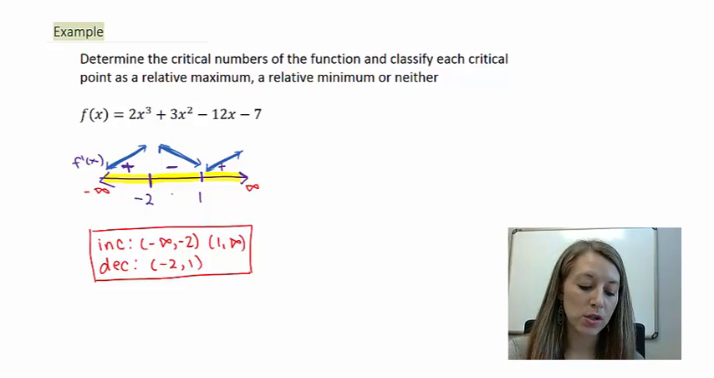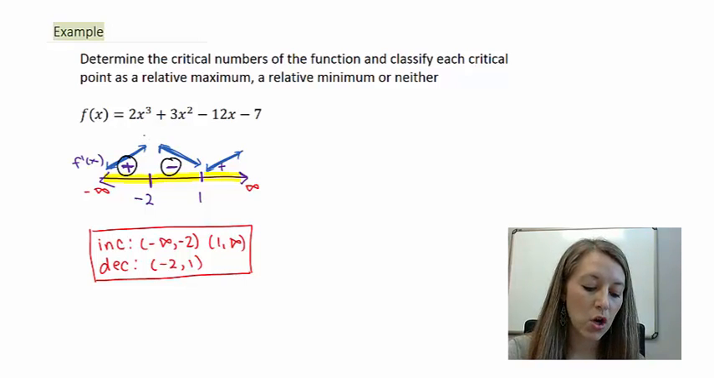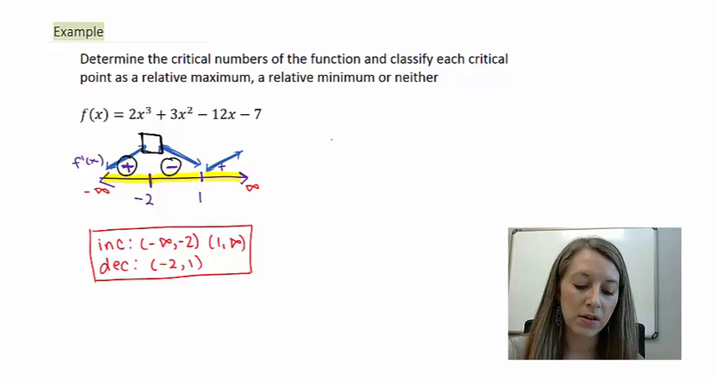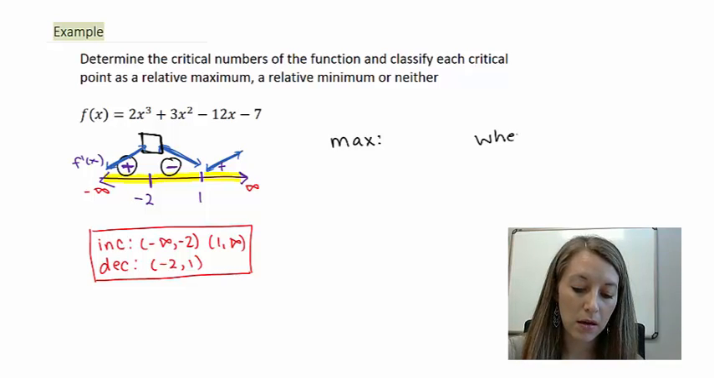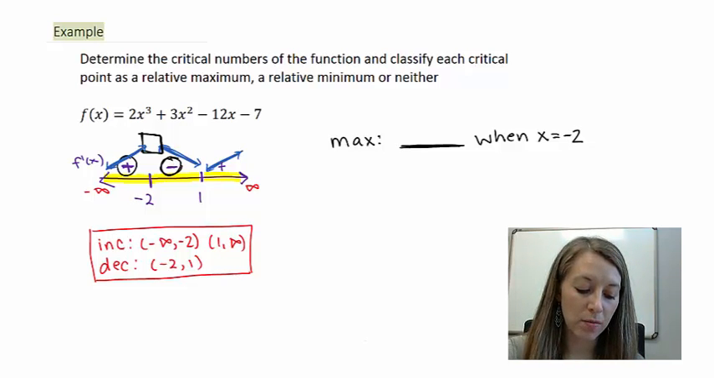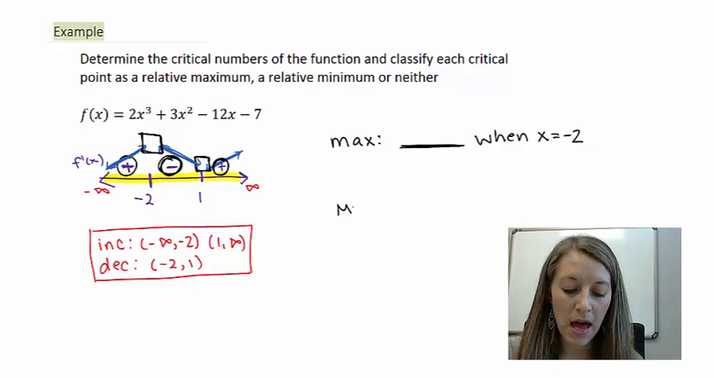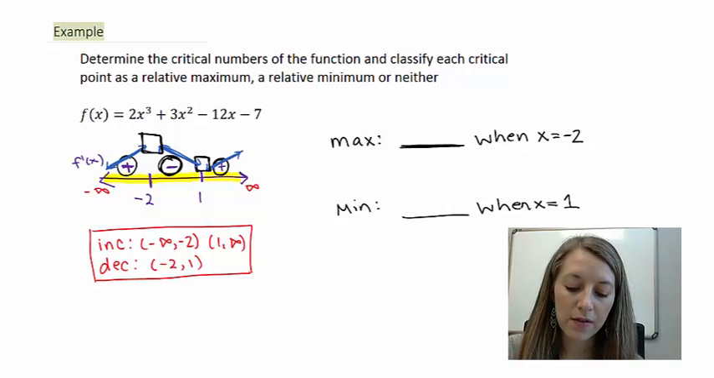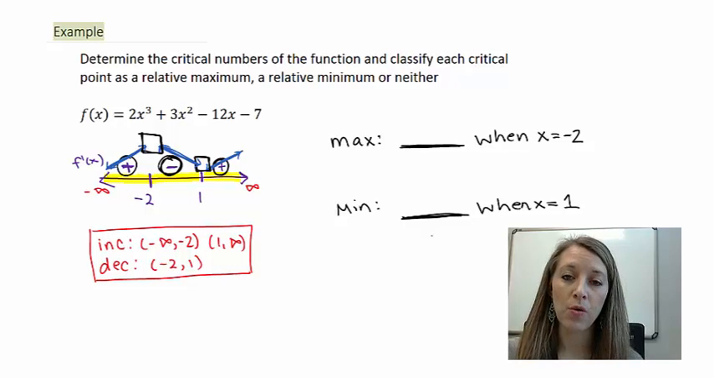So anytime my graph switches from a positive to a negative, that creates a high point on my graph, and that tells us that we have a maximum. So the maximum is happening when our x value is equal to -2, and we just need to do some extra work to figure out what that maximum value actually is. Okay, and again, anytime our graph switches from decreasing to increasing, that creates a low point on our graph, so that tells us that we have a minimum value. So our minimum value is happening when our x value is equal to 1. So we just have to do some extra work to figure out what that minimum value actually is.